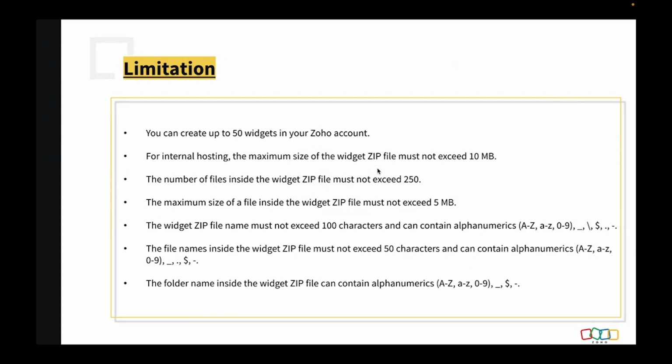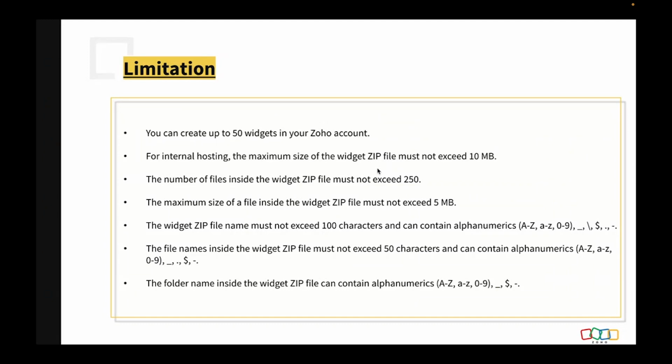And let me show you a few limitations of the widget. The maximum size of the widget zip file must not exceed 10 MB, and you can create up to 50 widgets in your Zoho Creator account. And the number of files inside the widget zip file must not exceed 250. And the maximum size of a file inside the widget zip file must not exceed 5 MB.